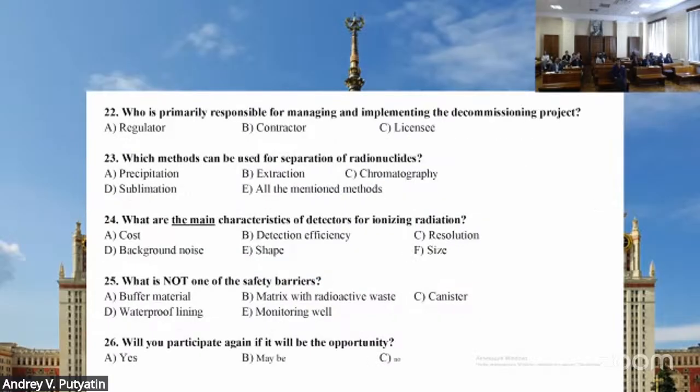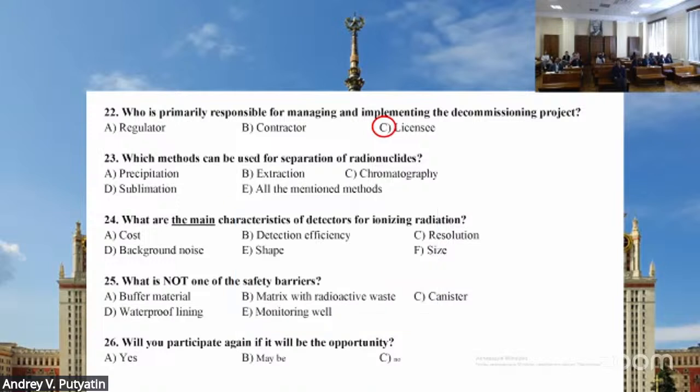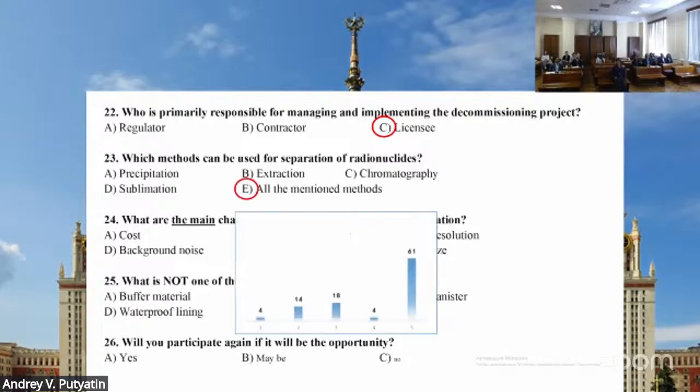Who is primarily responsible for managing and implementing the decommissioning project? It is the licensee, not the regulator. The regulator can approve the project, but management of the project is on the licensee. Which methods can be used for separation of radionuclides? Actually, all of them. Yes, so all these answers are correct. So 100% of the correct answers.